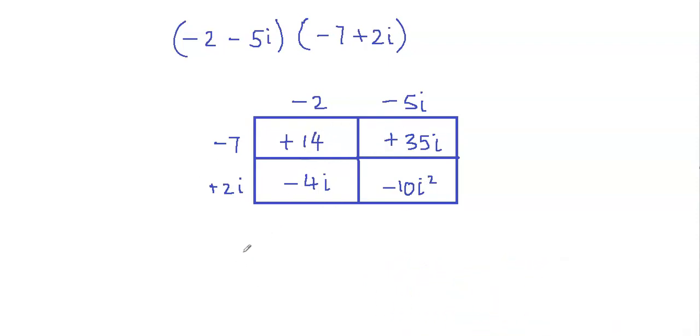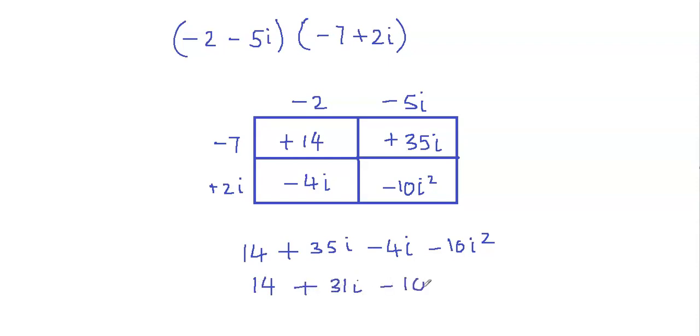So I have a +14, then +35i, then -4i, and -10i squared. Notice that we have a pair of like terms, so we can combine them. I have 14, 35i minus 4i will give us 31i. And then I have -10i squared.